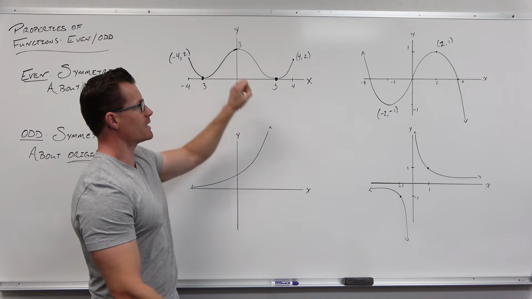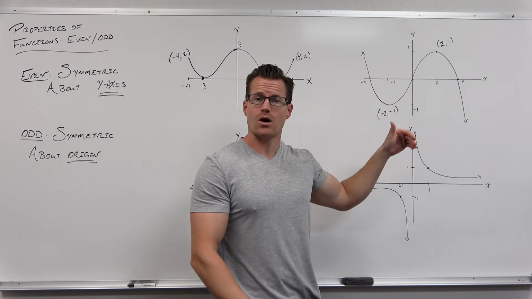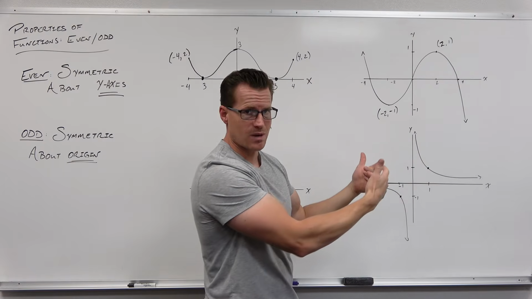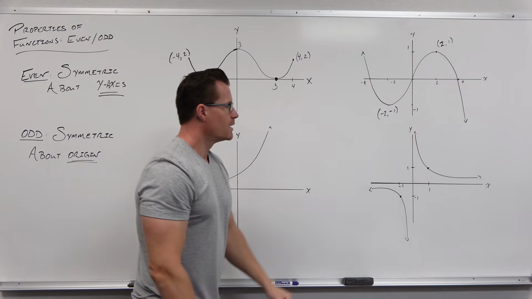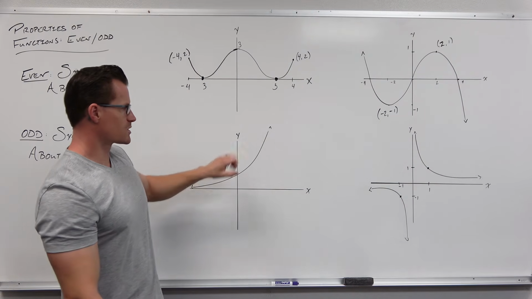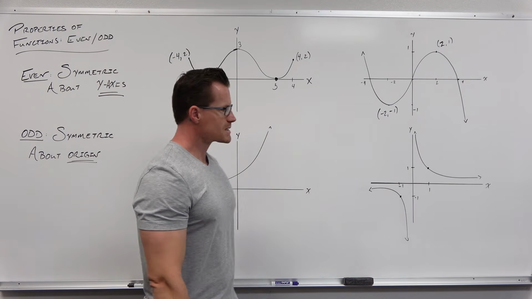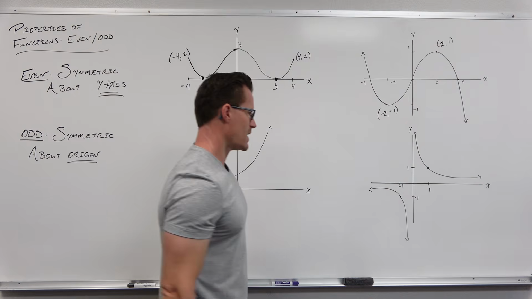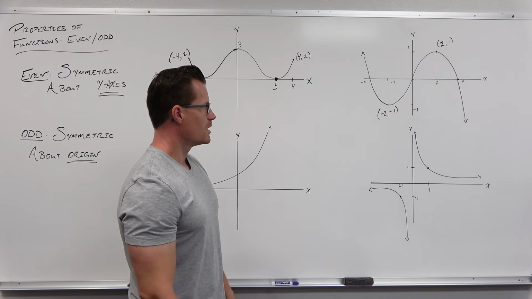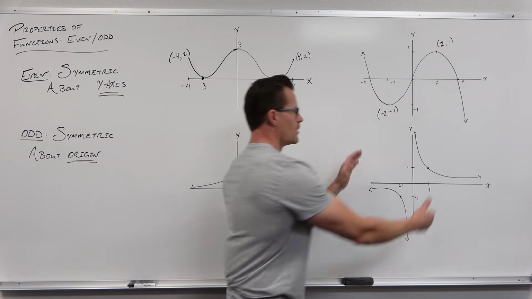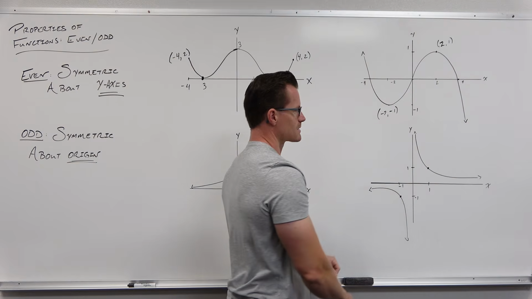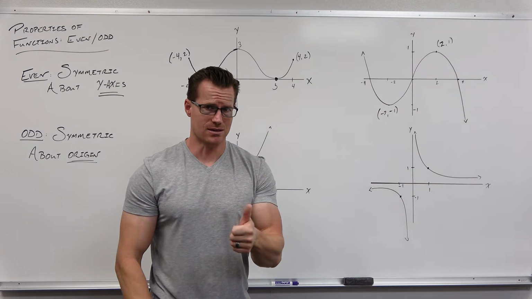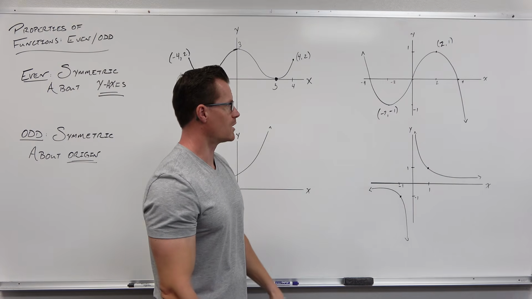So even, yes. Even, no. But it is odd. If I rotate 180 degrees about the origin, or it has symmetry about the origin, that's an odd function. You know what? Let's skip this one for a second. Let's look at this one. Is that even? Think in your head right now. Is that even? If I fold this across the y-axis, does that match up? No. If I fold it across the y-axis and the x-axis, or rotate it 180 degrees, is it the same picture? Yes. That right there is an odd function.